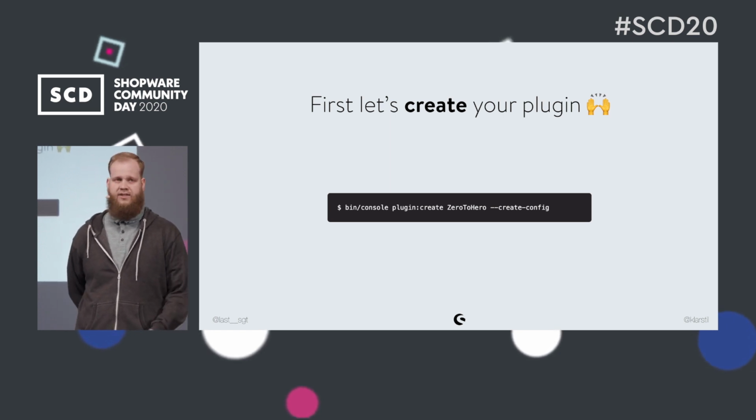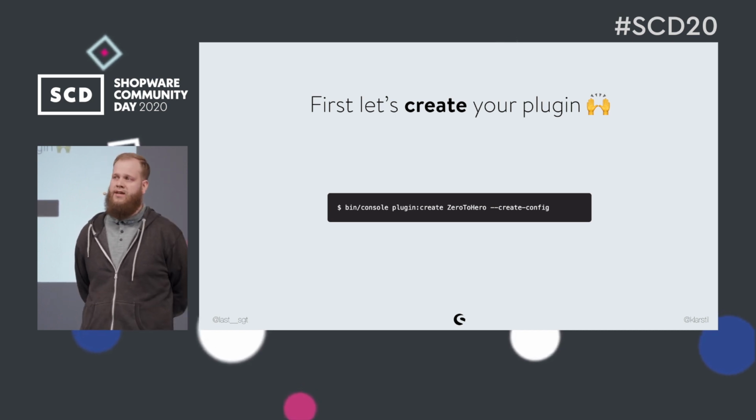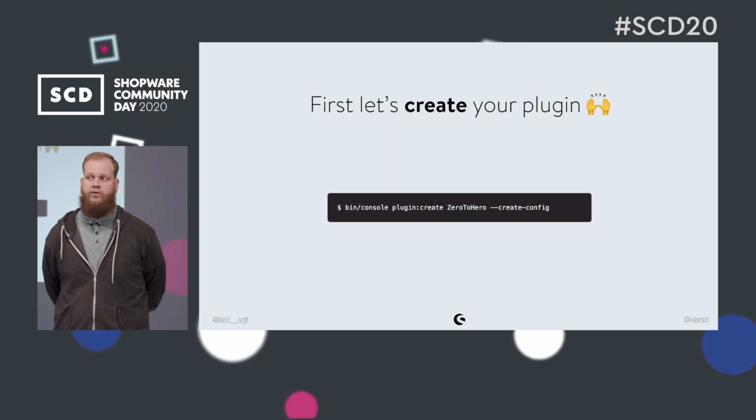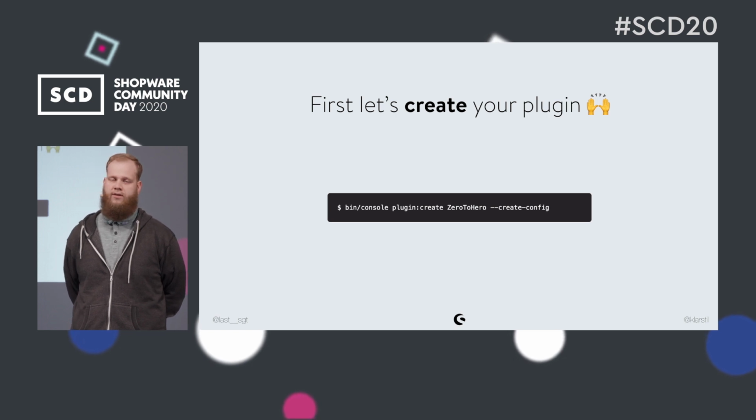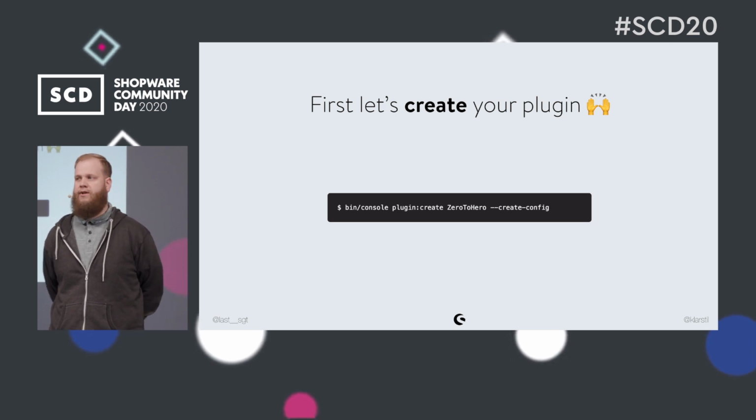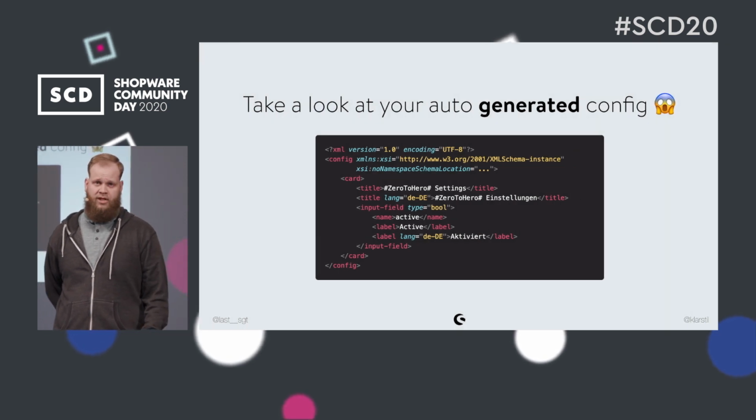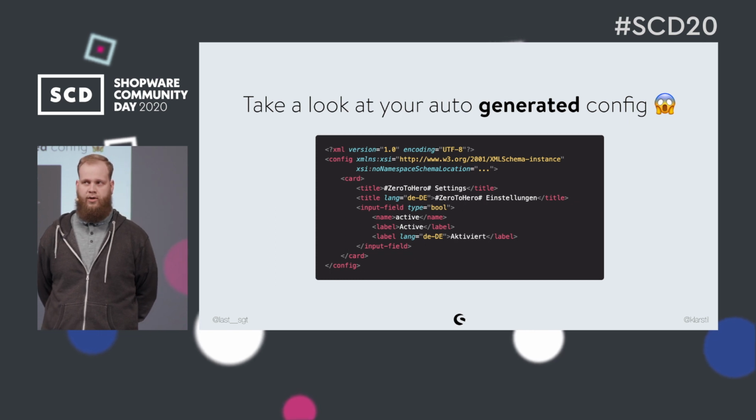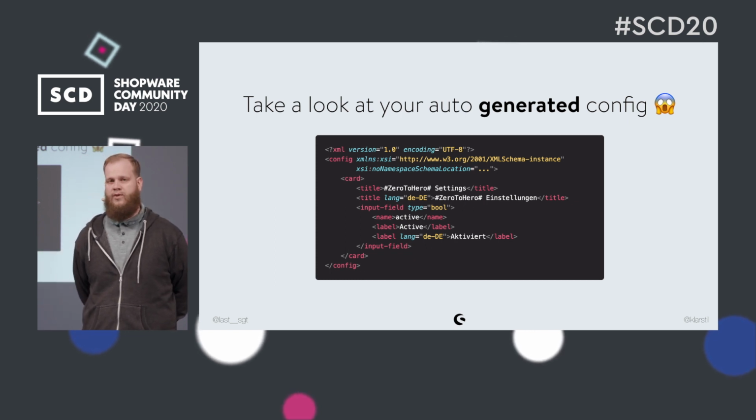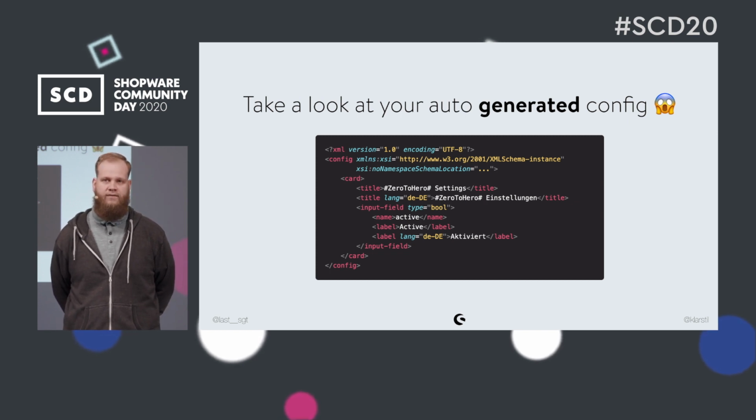So what that does is it creates a plugin config for us, which we will talk about in the next slide. Just to mention it, you can use the shorthand for this option, which is just -c instead of --create-config. So running this command gives you the full plugin folder structure and all necessary files for your plugin to work. And because we specified it, it also generated a plugin config automatically for us.